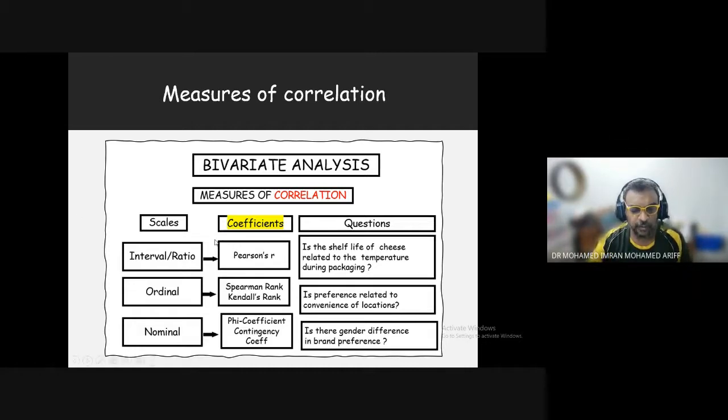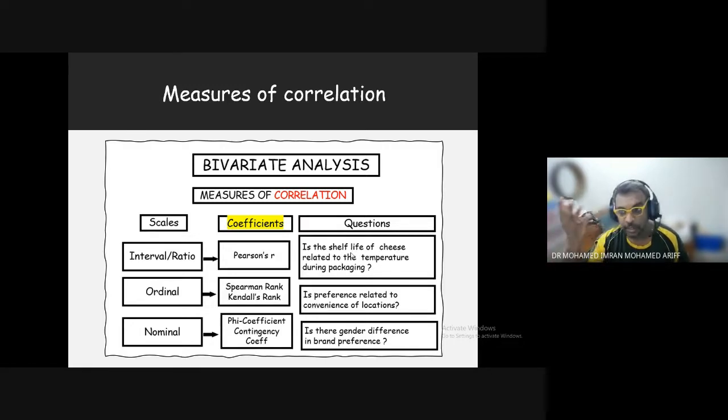So, if your scale is interval, then you use this method. Example of question: is the shelf life of cheese related to the temperature during packing? Shelf life ni bila cakap pasal butter ke cheese ke, shelf life ni ialah how long can the cheese or butter be on the shelf. Okay, be on the shelf. That means it's not in the fridge, but it's on the shelf.